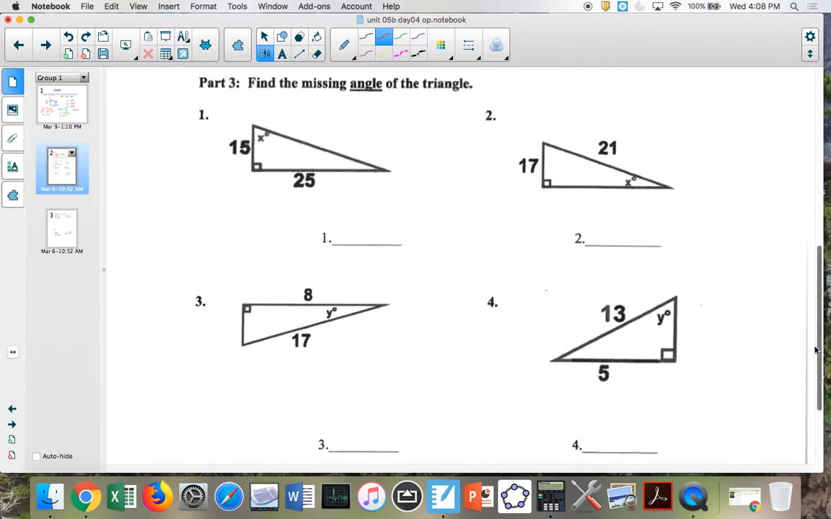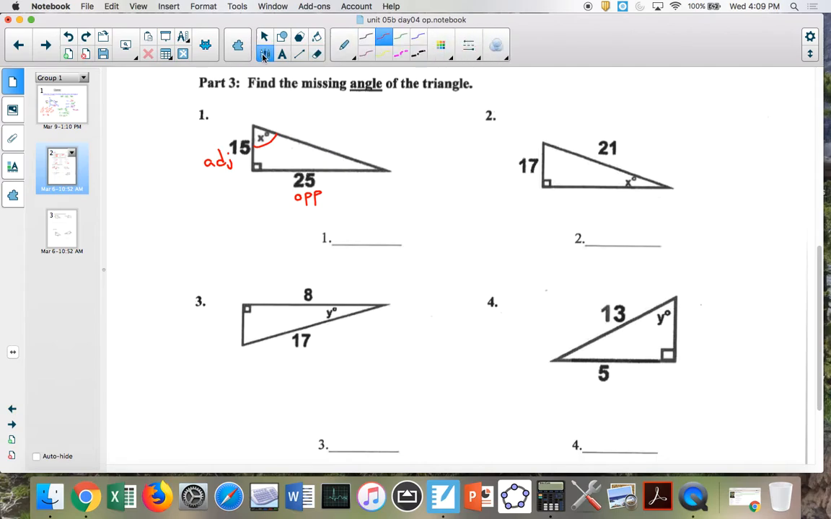The next 4 parts ask you to find the missing angle of the triangle. So let's take a look at number 1. We want to find the measure of this angle here, which is marked X. So in terms of that angle, let's label our sides. 25 is opposite, 15 is adjacent, and the other one is the hypotenuse. But notice we don't have a number for that, so we're not going to use the hypotenuse. We're only going to use the ones that we have numbers for.